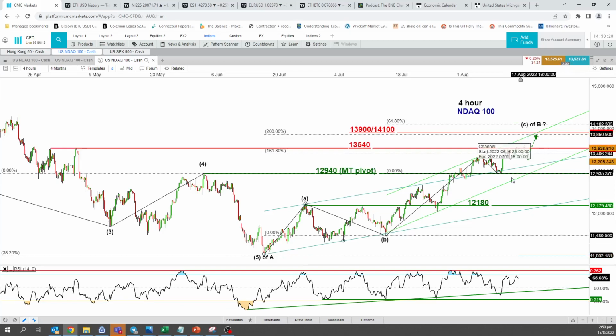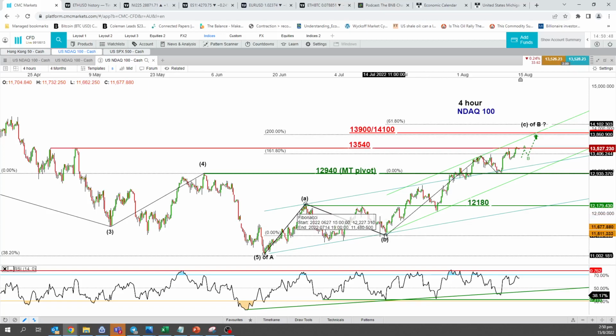Similar to the SPX 500, we tightened the key medium-term pivotal support to 12,940, to play this potential push up towards the 13,900/14,100 level. Also, 12,940 is confluencing with the lower boundary of the short-term ascending channel in place since the 14th of July 2022 low.